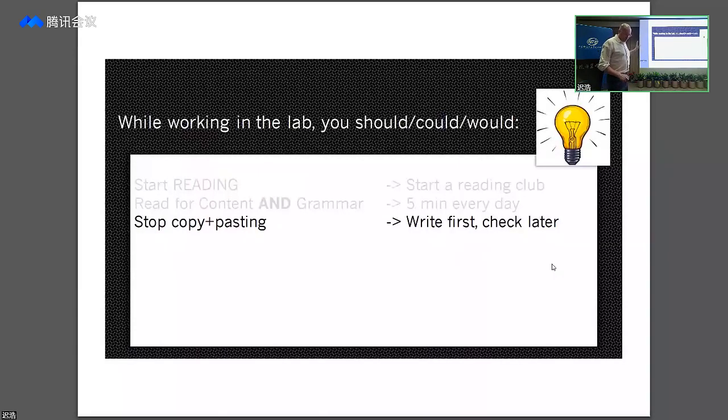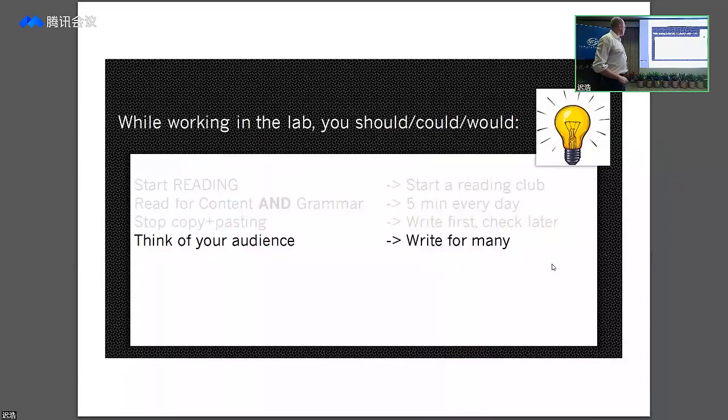Please stop copy pasting. Of course, it's an issue of scientific misconduct. There is now severe punishment for anyone who is found to have copy pasted extensively from other people's writings. But it's also an issue, as you have seen today, for your logical flow. So just stop doing it altogether. Write something first, write your own thing, then go back and have a look at how the authors have written it themselves, and then you rewrite.